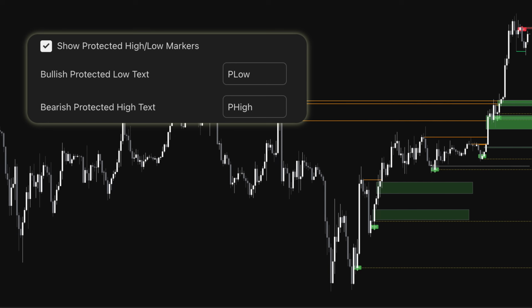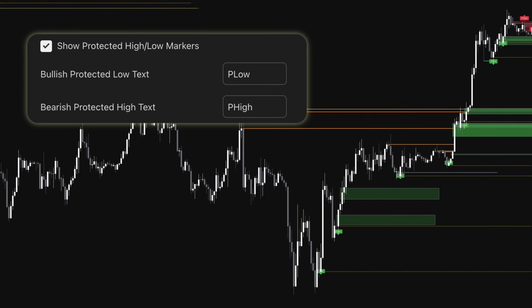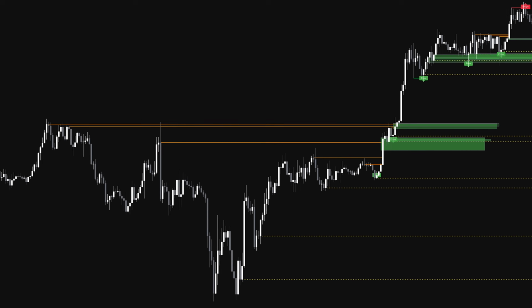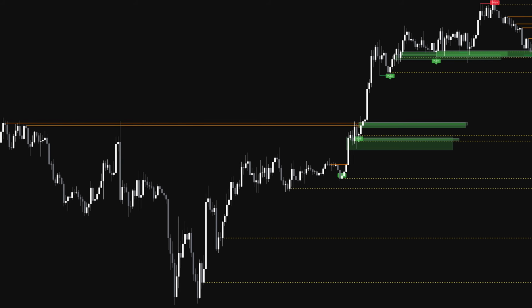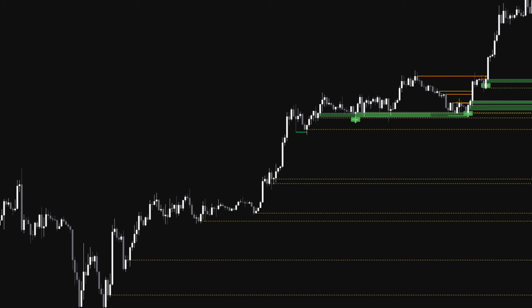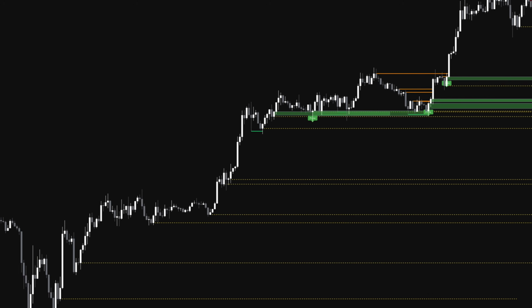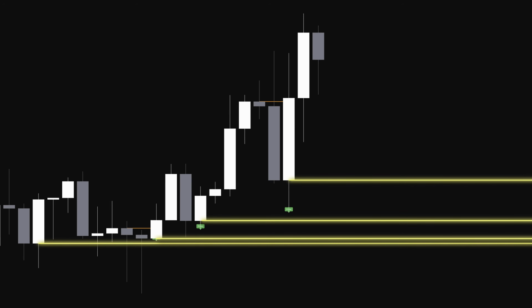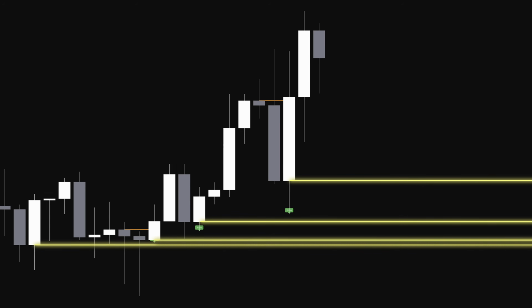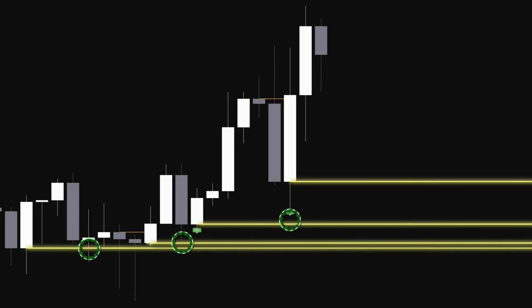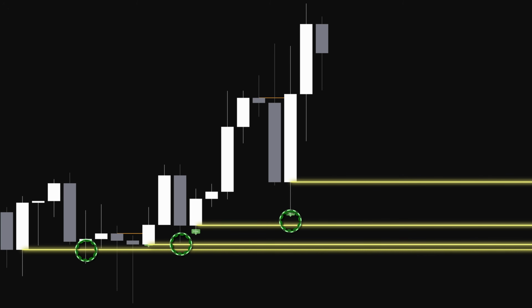The protected high-low markers, P-high, P-low, represent the core concept, identifying swing extremes within impulse moves that should hold if the trend remains valid. When these levels get violated, the indicator removes them and triggers alerts, signaling potential trend failure. Impulse origin lines mark the open of the first candle in a directional run, theoretically representing where smart money initiated their position. These serve as potential retest targets.